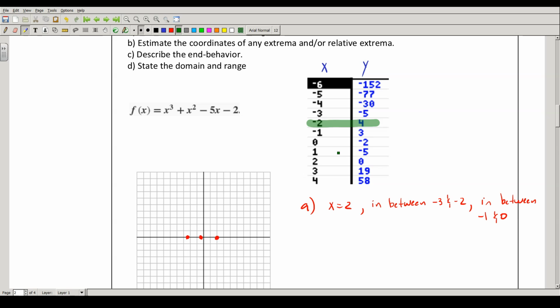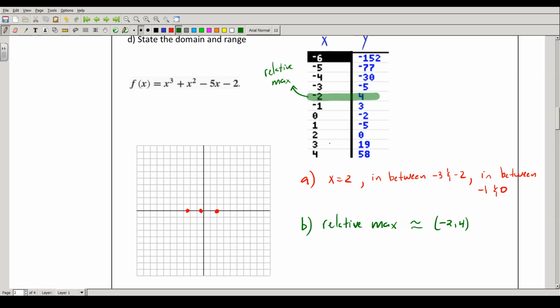Okay, so you look for those changes. So I'm going to say right here is a clue to saying this looks like a relative maximum. So for part B, looking at this table, I'm going to say there's a relative maximum at -2,4, approximately at -2,4, because I don't know exactly, but it appears on the table that this is a little peak or a high point.